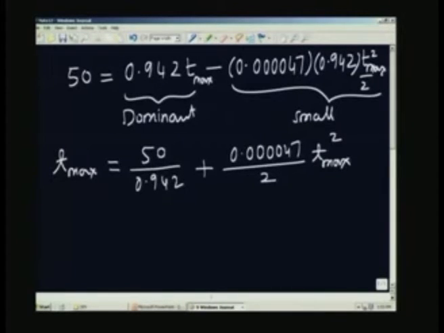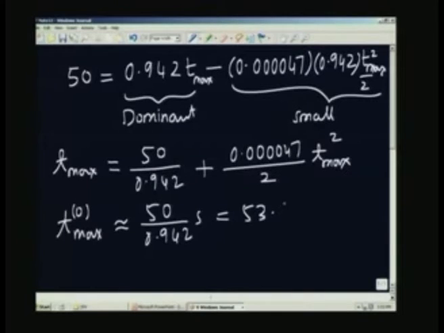So the value of t will be calculated. If you ignore this, you will get the first approximation for t, and then you put it here, you will get the better approximation. So if you say t is roughly equal to 50 divided by 0.942 seconds, it comes to 53.08 seconds. And now what I do is I substitute it here and improve it.